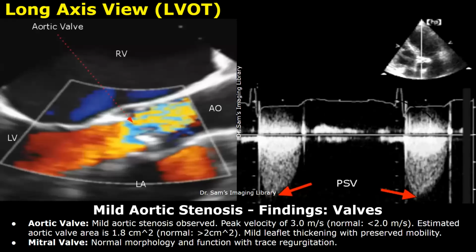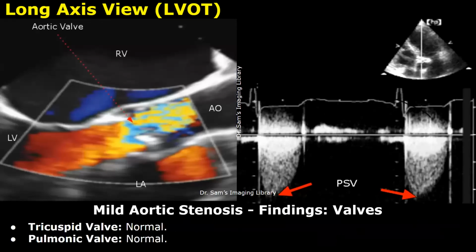Estimated aortic valve area is 1.8 centimeters squared. The normal value should be more than 2 centimeters squared. Mild leaflet thickening with preserved mobility. The mitral valve has normal morphology and function with trace regurgitation. The tricuspid and pulmonic valves were normal.